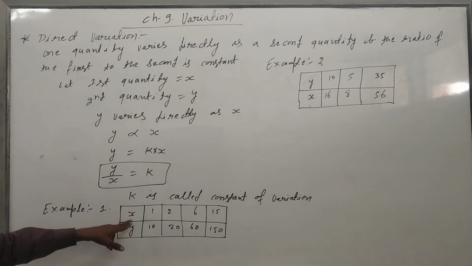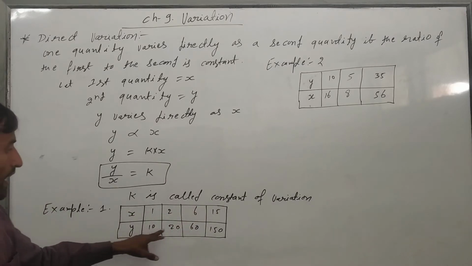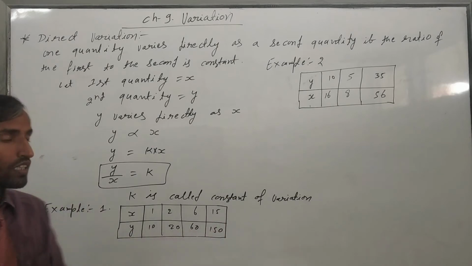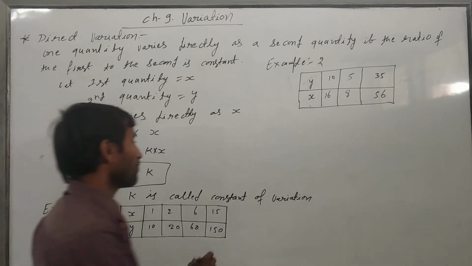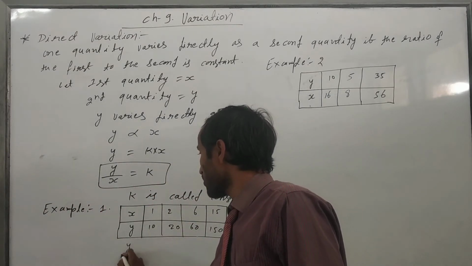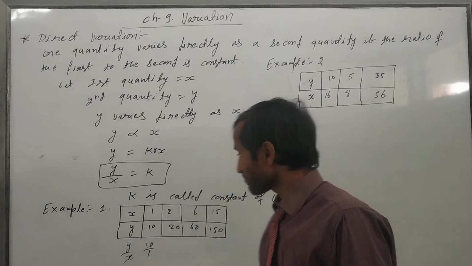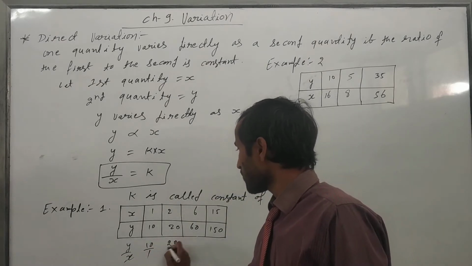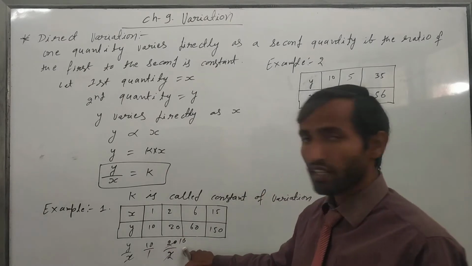Here, as you see, in the first example, x and y values are given. x is 1, 2, 6, 15 and y is 10, 20, 60, 150. Just find the ratio of y upon x. See here y upon x: 10 upon 1 will come, so the constant is 10. Now here 20 upon 2, cancel out, it will come again 10. So here also 10, here also 10.